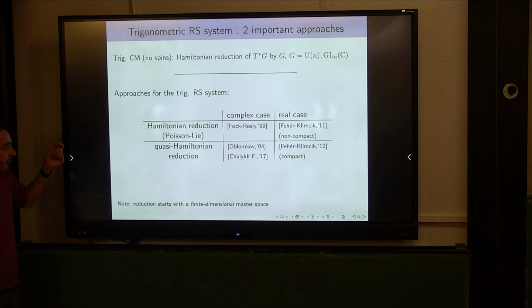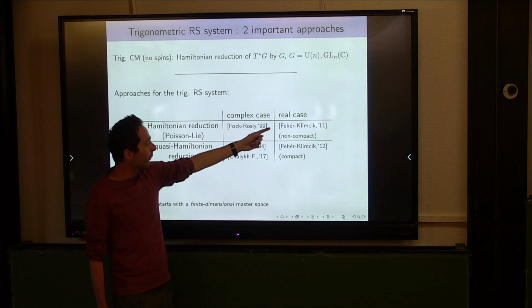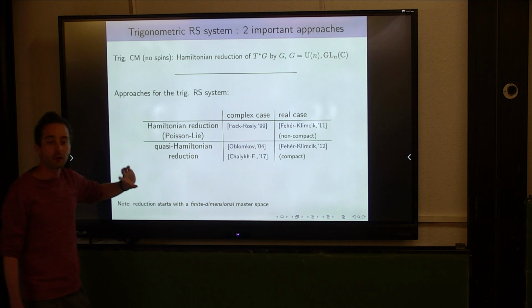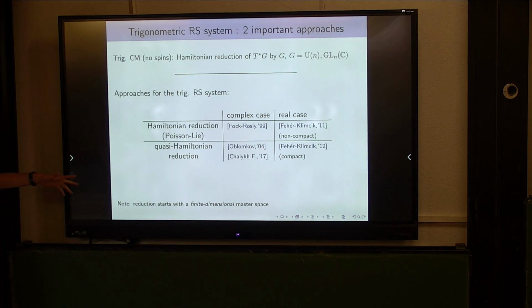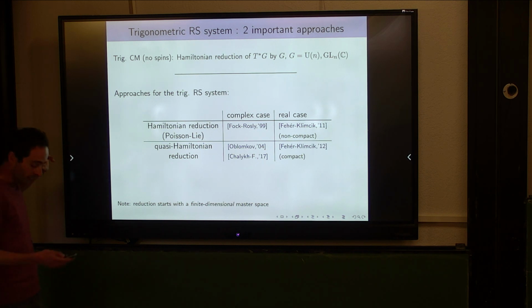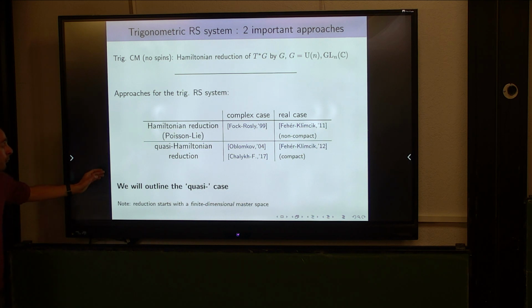But what is already very interesting is that, in the real case, if you take the two different perspectives, you get different things. Okay, so in one case you have a compact space, in another case you have a non-compact one. So it seems that the two techniques will give you different real forms of the same complex space. So from this point of view, it seems interesting to just try to understand all these different techniques and see what's happening with spin variables later on.